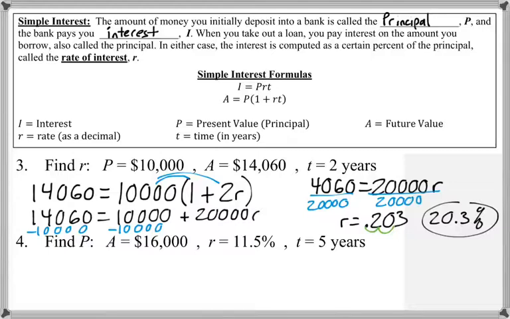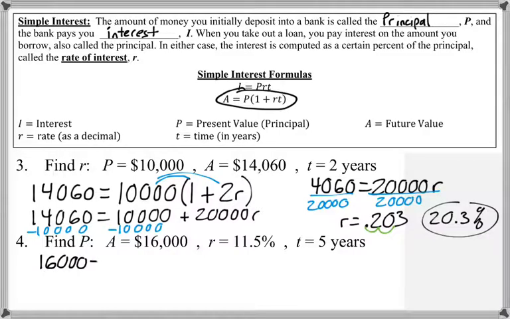On question number 4, they want us to find P when A is equal to 16,000, R is equal to 11.5%, and T is equal to 5 years. So because they give us A, we're going to use the second formula.